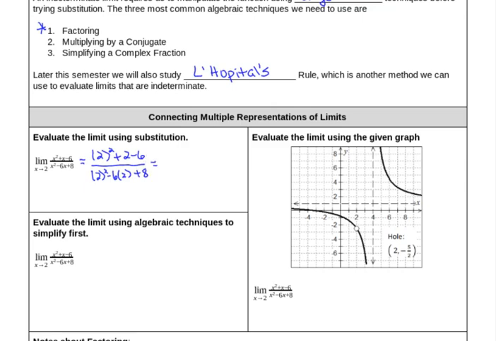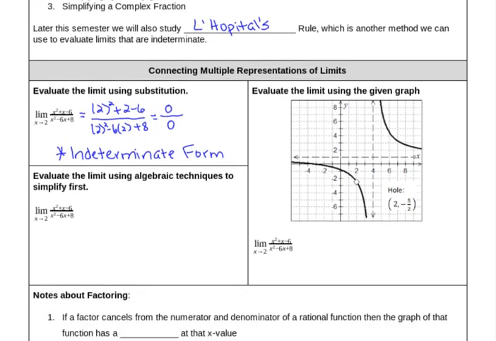So we get, let's see, 2 squared is 4, plus 2 is 6, minus 6 is 0. And on the bottom, 2 squared is 4, minus 12, and then plus 8. So we get another 0 down there. So we get 0 over 0, and we know that that's a problem, right? This is indeterminate form. Anytime you get 0 over 0 or infinity over infinity, you have to write the words indeterminate form on your paper. It's very important that you acknowledge that there is a problem here.